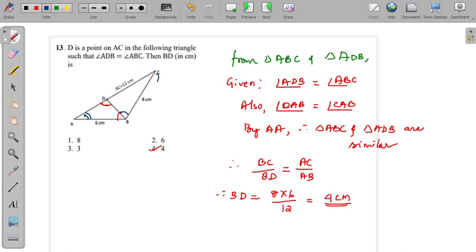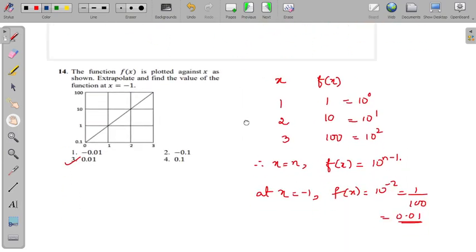So BC, this is one side BC, and I will take BD. BC by BD equals the ratio AC by AB. The corresponding sides are proportional. So substitute all the values to get the value of BD as 4 centimeter. That is how to do it using the concept of similar triangles.